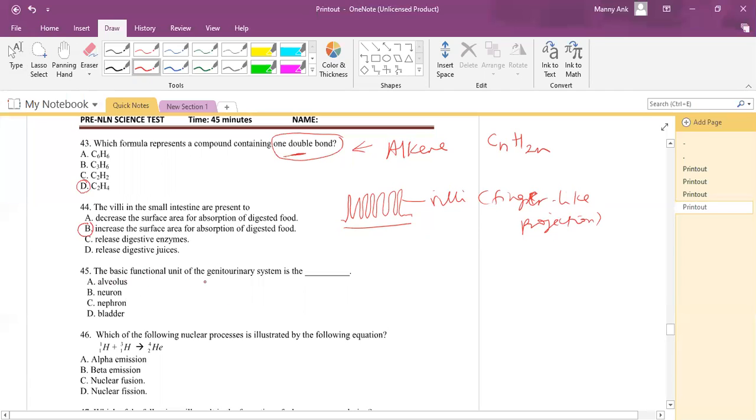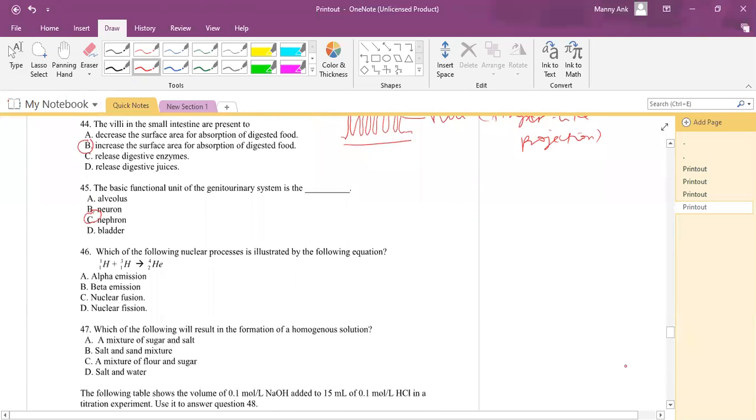45. The basic functional unit of the genitourinary system is a nephron. So a nephron, that's why you produce the urine. The basic functional unit. Nephron.